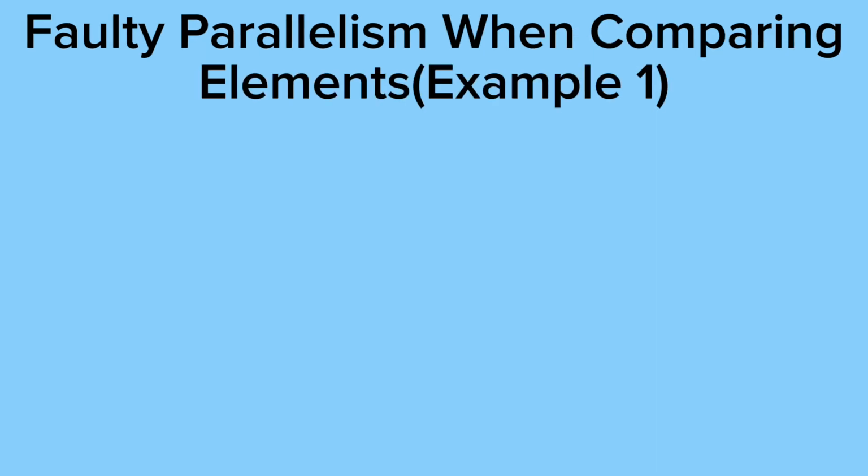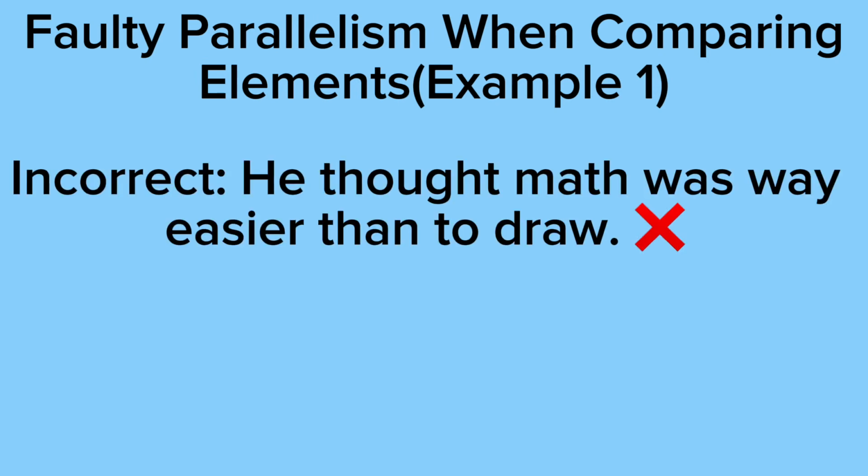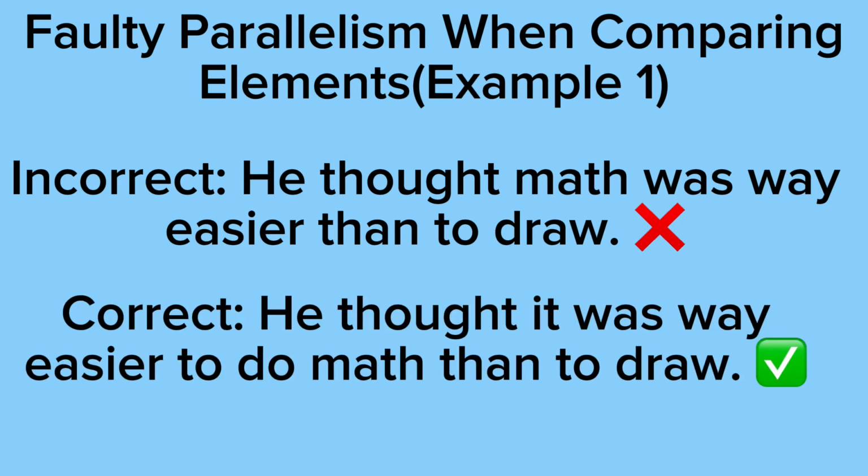Next, we have faulty parallelism when comparing elements. So our incorrect example says, he thought math was way easier than to draw. As you can see, we're comparing two elements and each side of the sentence doesn't match grammatically. So the correct way of saying this would be, he thought it was way easier to do math than to draw. As you can see, to do math than to draw both say to, so they match grammatically.